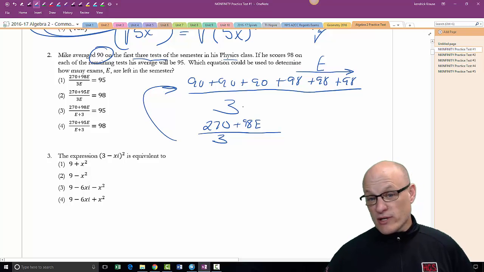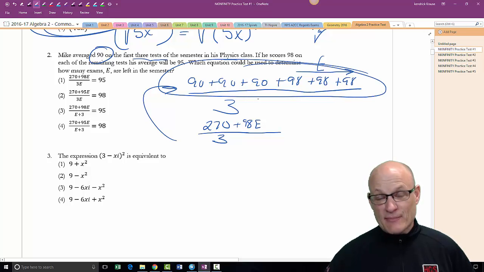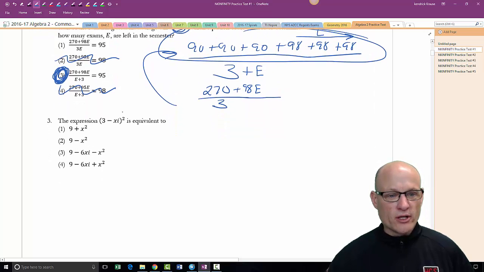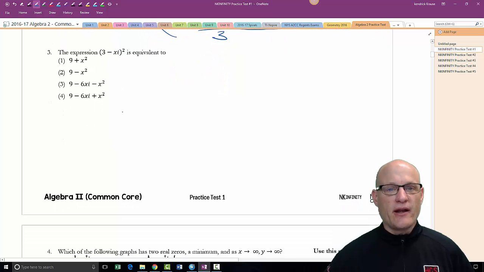Now, there were 3 exams. We divided by 3, but now I have many more exams. How many more? E more. So I'm going to divide by 3 plus E, and I want my average to end up being a 95. There it is right there. Winner, winner, chicken dinner.